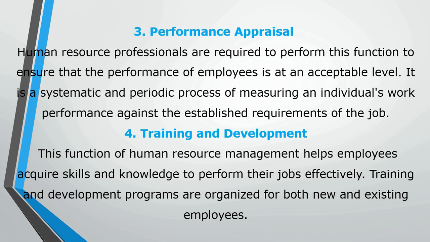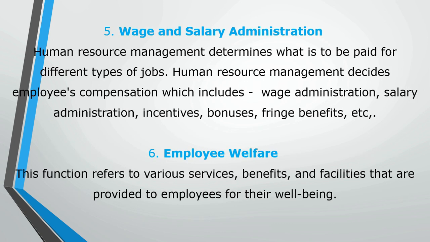Training and development. This function of human resource management helps employees acquire skill and knowledge to perform their job effectively. Training and development programs are organized for both new and existing employees. Wages and salary administration. Human resource management determines what is to be paid for different types of jobs. It decides employee compensation, which includes wages administration, salary administration, incentives, bonus, and benefits, etc.